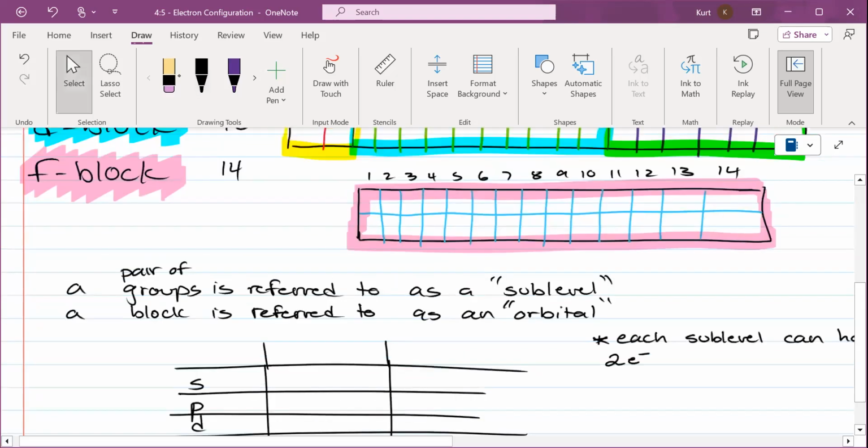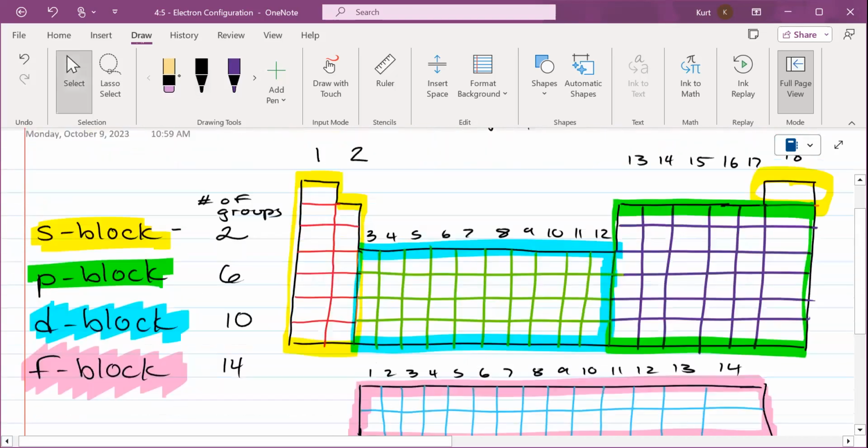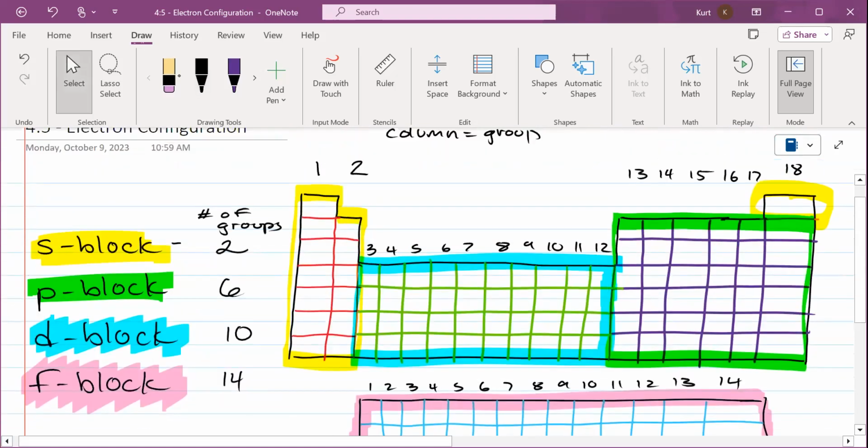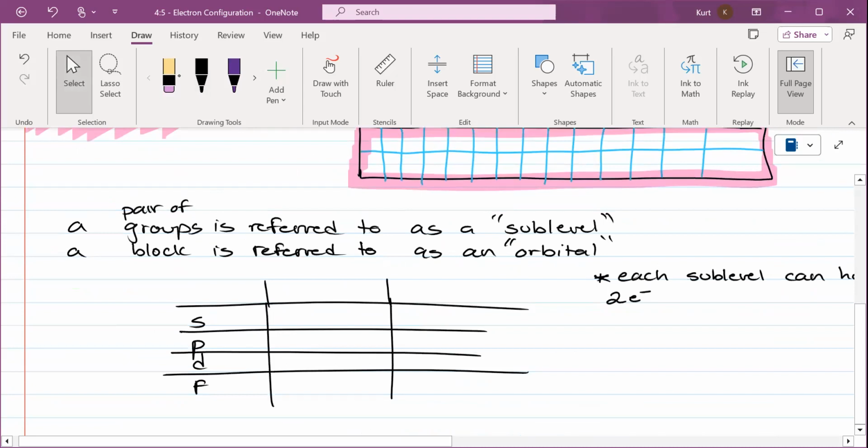So I want you to take a look at the S block for me. Now let's say that the S block has a total of 2 columns, 2 groups. The maximum number of electrons that it can hold is 2. Oops. So this would be the max number of electrons.